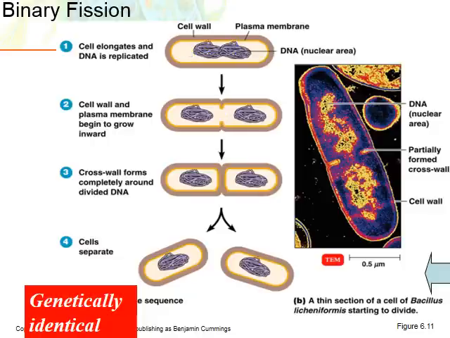And this last step over here, the cells separate, that's actually optional. So if you have 2 rods, sometimes they will separate from one another. In other cases, they won't. They will stay stuck together, and the arrangement would be diplobacillus.